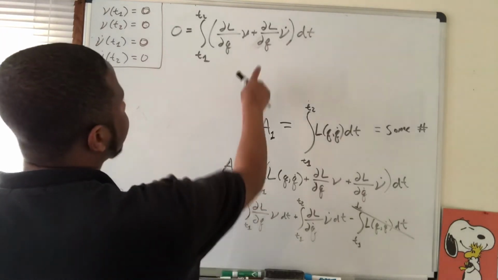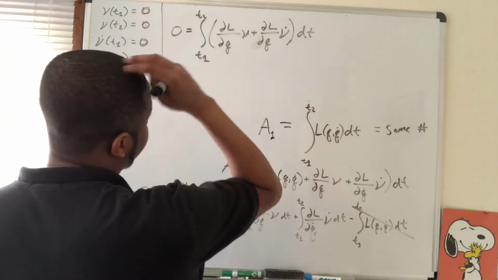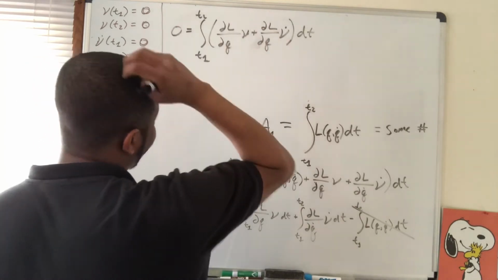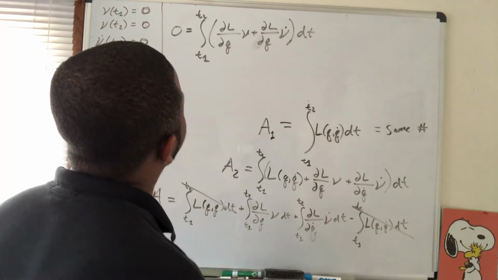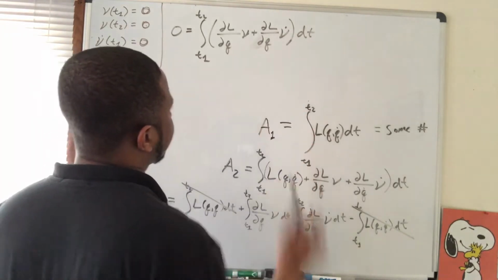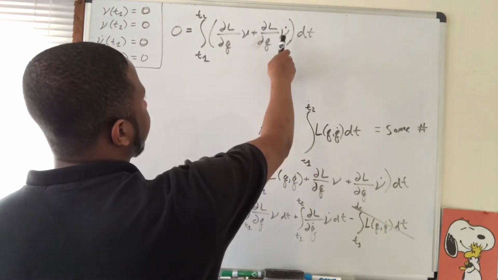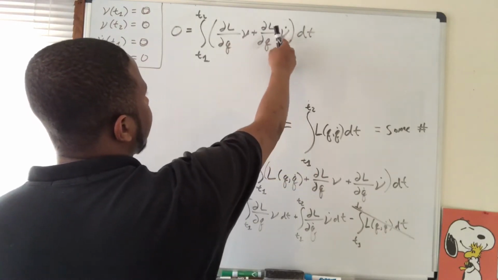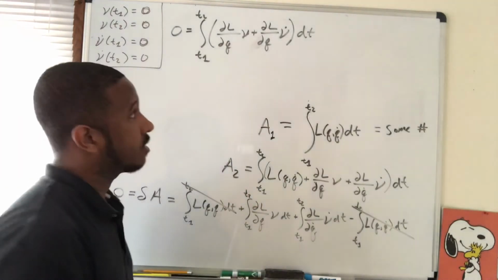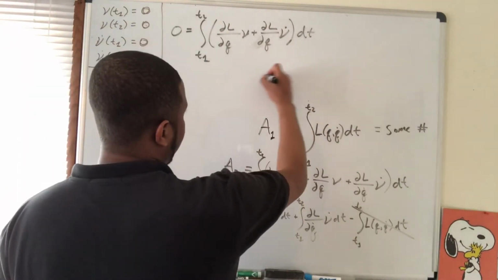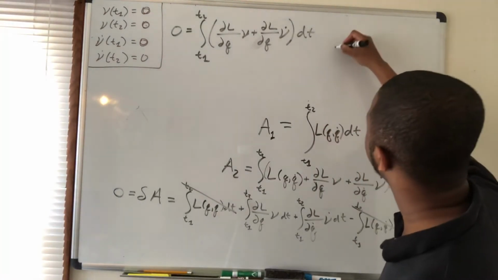Now, this is where we want to do some integration by parts. We have a v and we have a v dot. Now something interesting happens. We can go ahead and get this term so that we have v here instead of v dot. How do we do that? Some integration by parts. So if you recall, let's do it quick here.